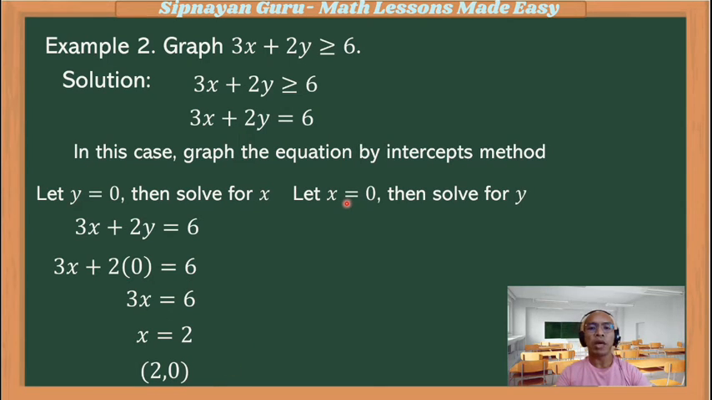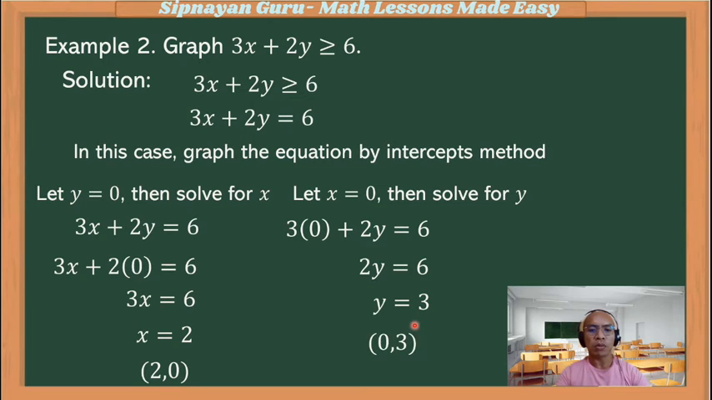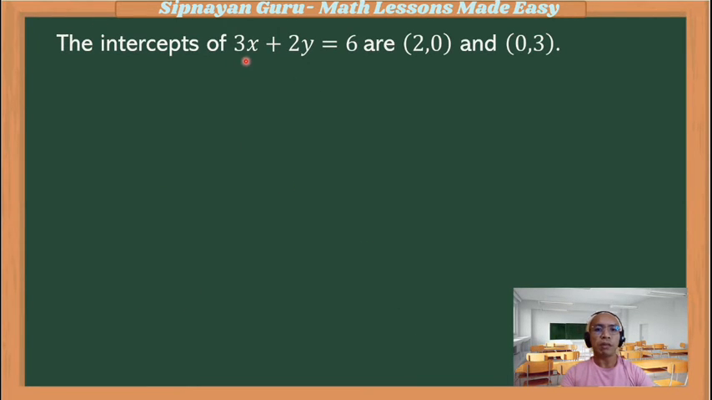Solve for the y-intercept and let x be equal to 0. So 3 times 0 plus 2y is equal to 6. This would be 2y is equal to 6. Then divide both sides by 2 to solve for y. Then our y is equal to 3. The coordinate of the y-intercept is (0, 3). So therefore, the intercepts of 3x plus 2y equals 6 are the points (2, 0) and (0, 3).